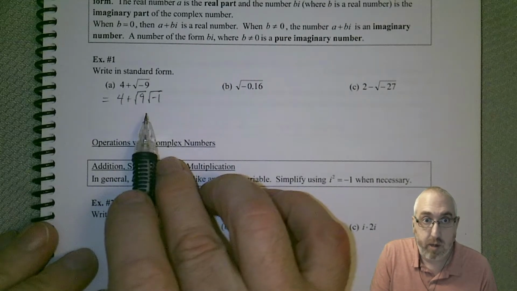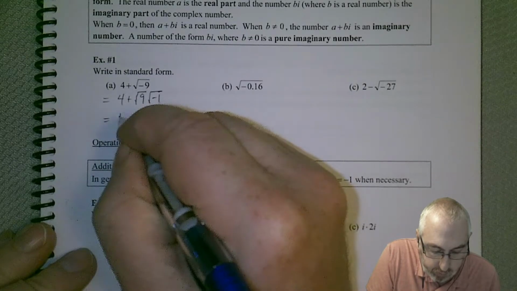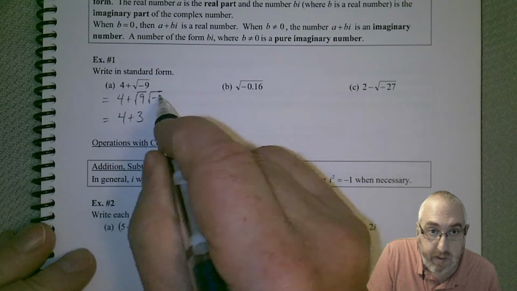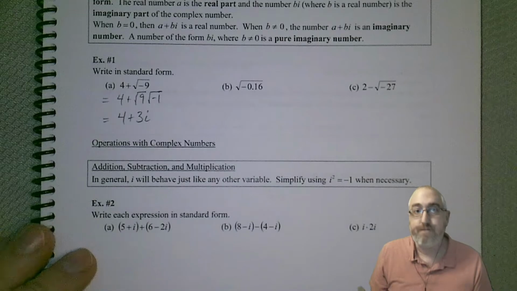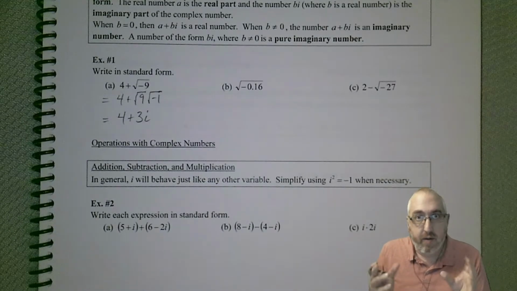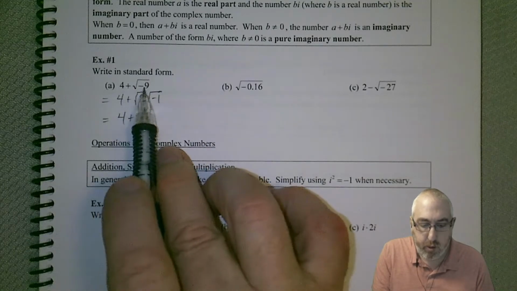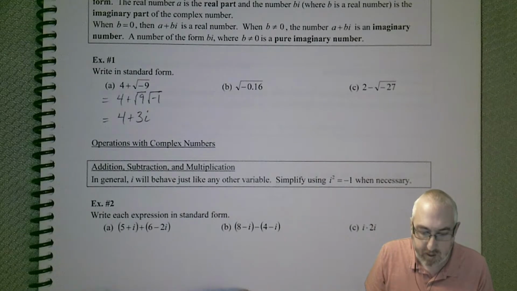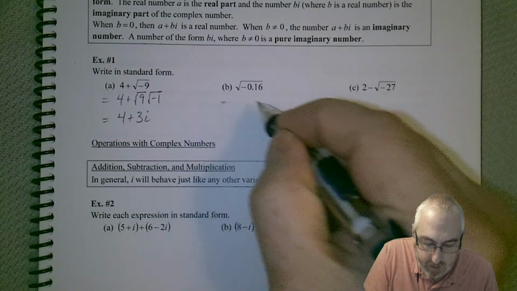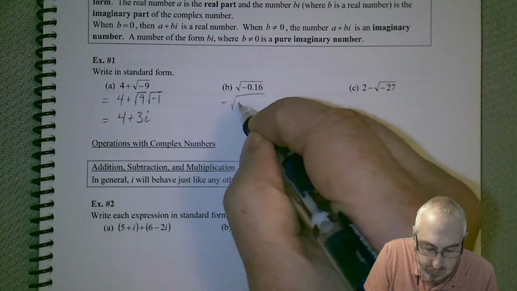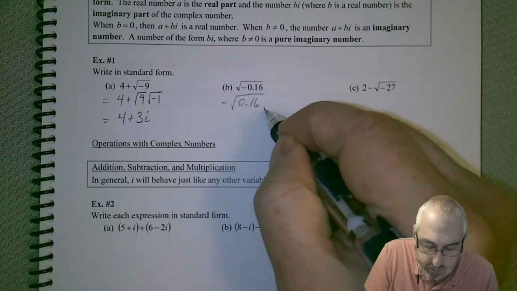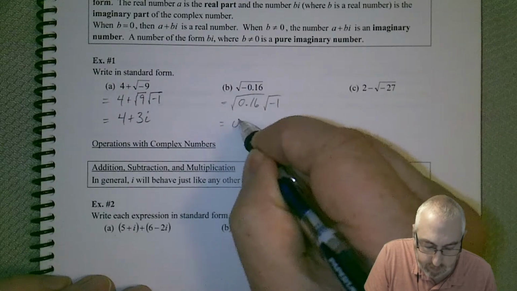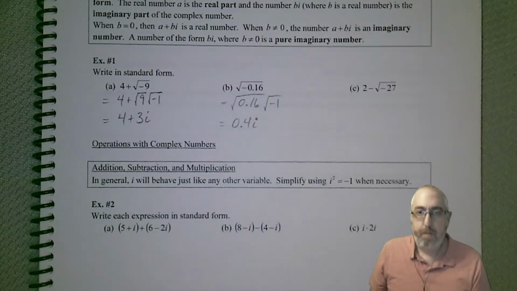So this is equivalent. But now we can do two things. We know the square root of 9 is 3, and we know that the square root of -1 is i. And now we're done. It's a very quick process as long as you realize that you have to pull that negative out and treat it separately. That's your i, the square root of that negative. We can do the same idea here. We can split it first of all into the positive square root of 0.16, and then the square root of -1. And now we've got our answer, 0.4i.